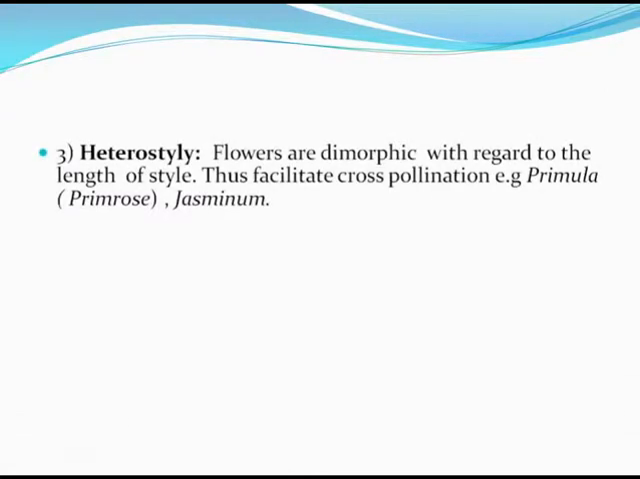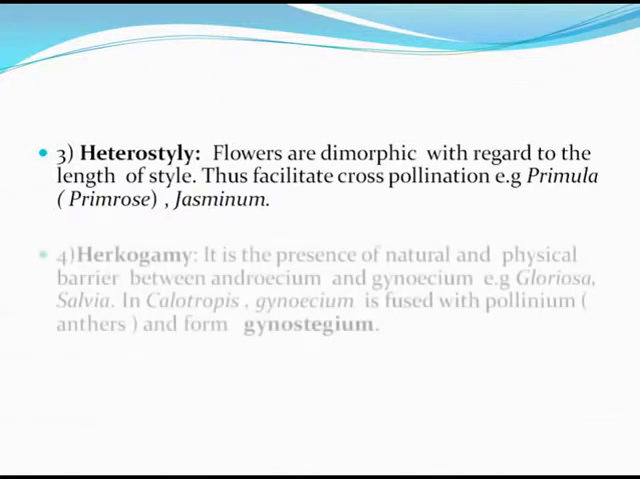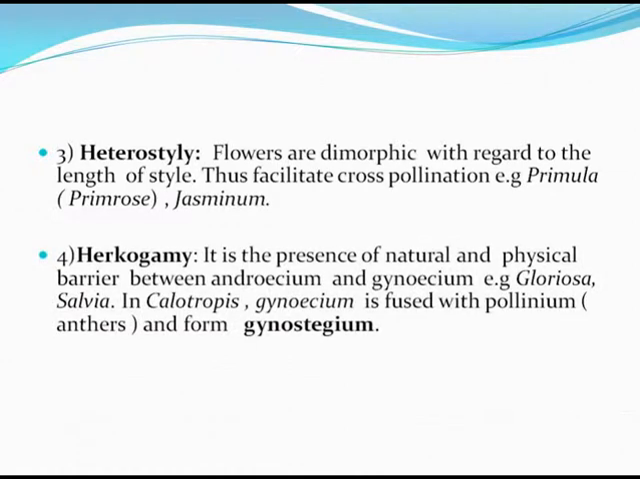Heterostyly. Flowers are dimorphic with regard to the length of the style, thus facilitating cross-pollination. Example is primula or jasmine. Hercogamy is the presence of a natural and physical barrier between the androecium and gynoecium. Example is gloriosa, salvia. In Calotropis, the androecium is fused with the gynoecium and forms the gynostegium.